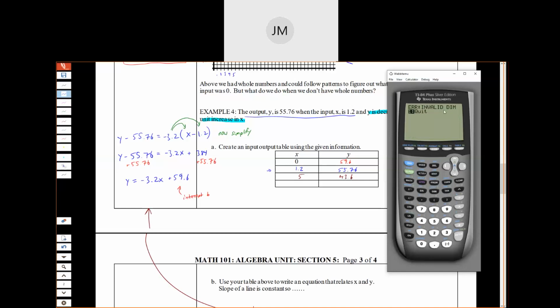I'm getting invalid dimension. If you get an error like that, in our last unit, when we were doing statistics, sometimes we did a stat plot. What you want to do now when we're doing algebra is make sure your stat plot is turned off, because otherwise it might give you errors once in a while. Now my graph should work. My zoom window is messed up again, so we hit zoom and go down to number 6, zoom standard. I still don't see my graph. Again, this is going to go negative 10 to 10, negative 10 to 10, but my intercept is up here at like 60, so we'll just zoom out.